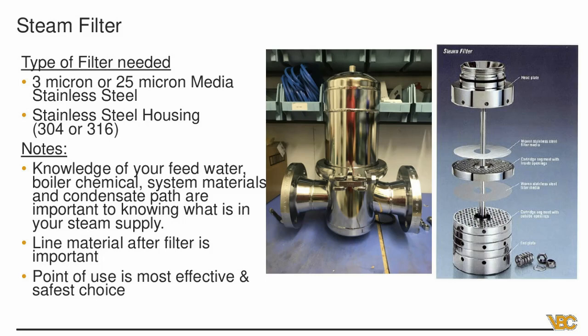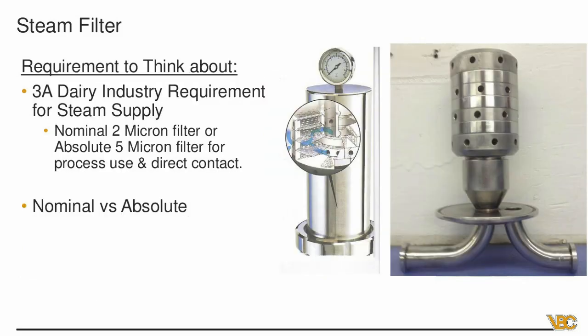In terms of requirements to think about, a lot of our steam supply requirements from a filtration side come from the dairy industry. They're very specific in terms of using steam to clean all their equipment. The reference they use is a nominal 2 micron or an absolute 5 micron filter for process use and direct use. Nominal and absolute has to do with the retention of the filter.